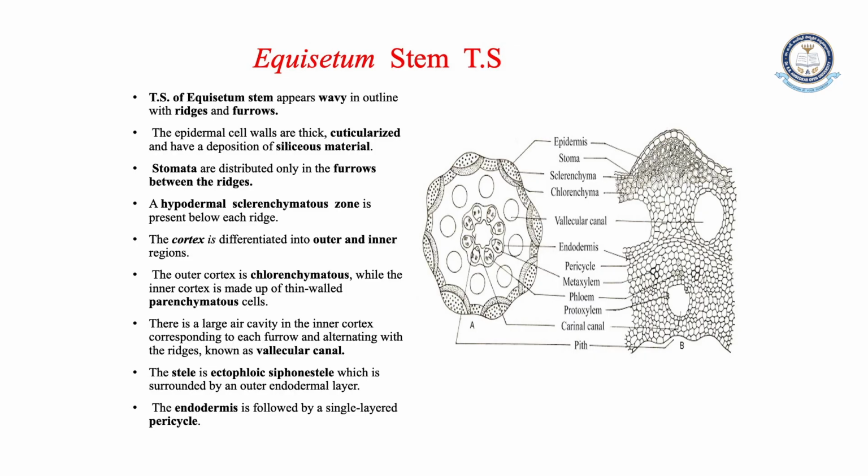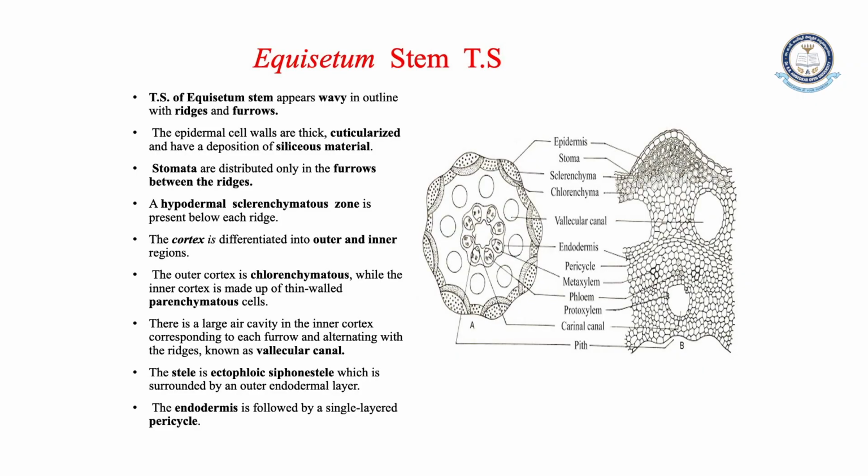Here the characteristic feature is the presence of valvular canals and carinal canals. In between they contain air cavities. The valvular canals contain air. This is also one of the identification characters of Equisetum. And the stele is generally an ectophloic siphonostele, that means the phloem is outside of the stele, and the epidermis is followed by a single layered pericycle.